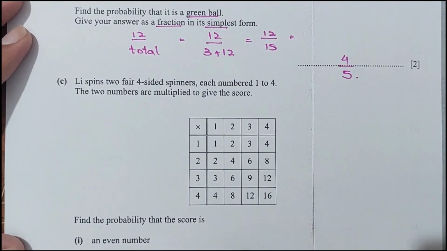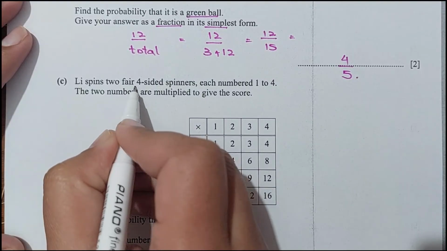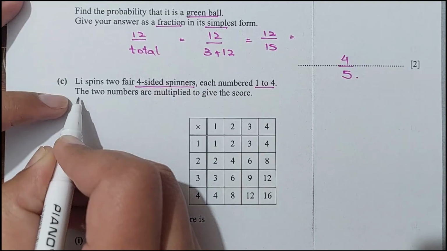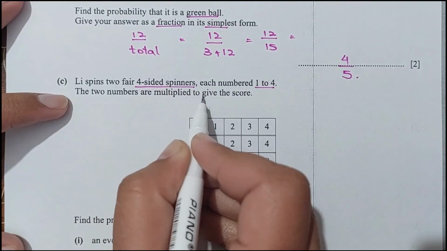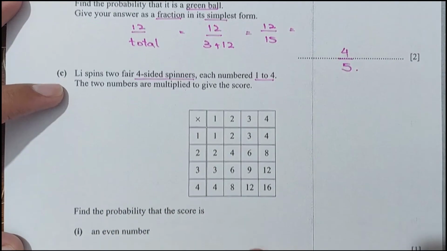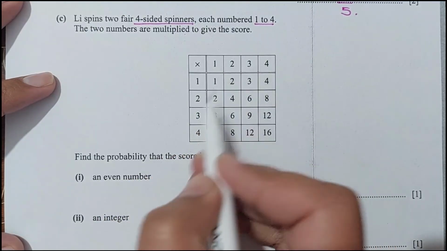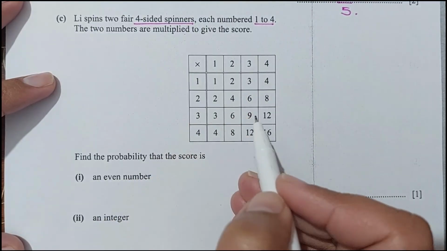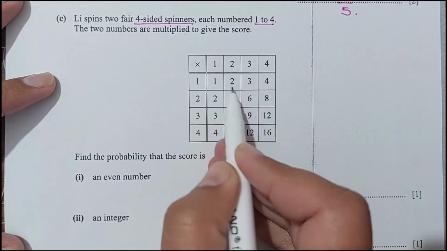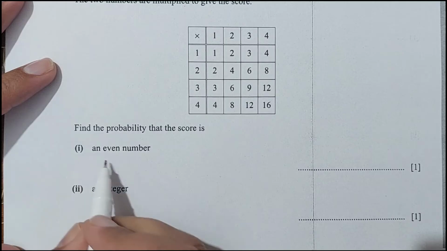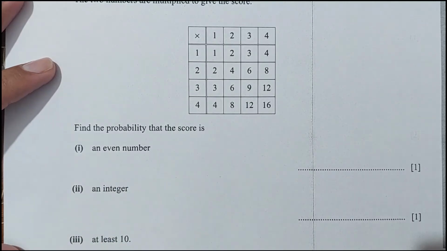Now for part C, Lee spins a fair 4-sided spinner, each numbered 1 to 4. The two numbers are multiplied to give the score. Okay, 1, 2, 3, 4, 1, 2, 3, 4. It's a 4-sided fair spinner. Two numbers are multiplied to give you the outcome. Okay, find the probability that the score is number 1, an even number.